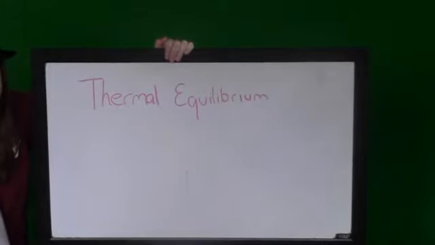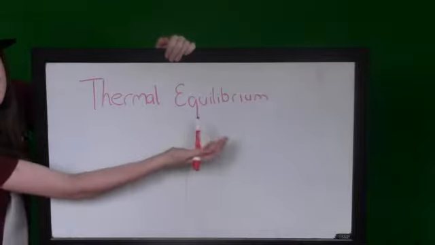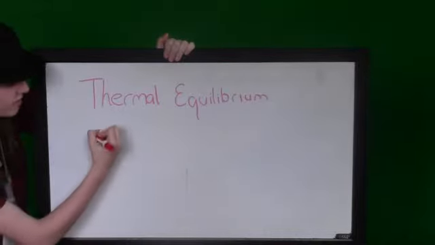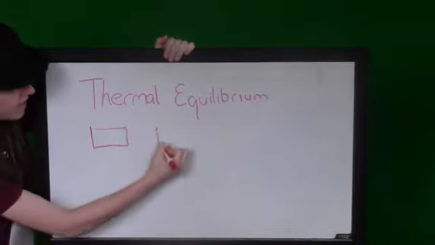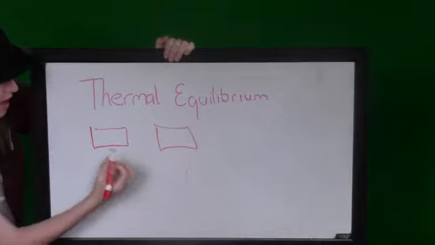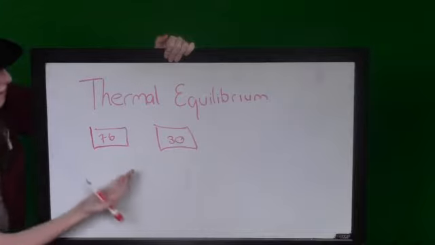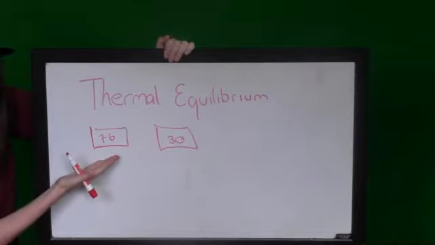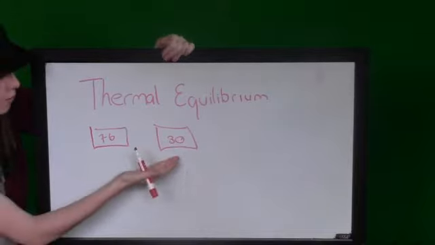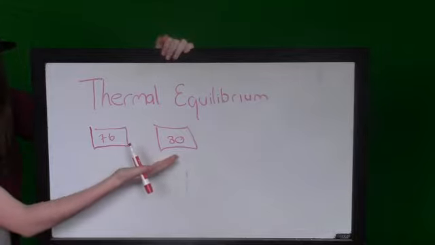Hi, welcome back to Professor Amy's next class. Today we'll be talking about thermal equilibrium. This is when two objects, which can be any two objects, and one has a higher temperature than the other. Here, for example, one box is 76 degrees, whereas the other one is 30 degrees.